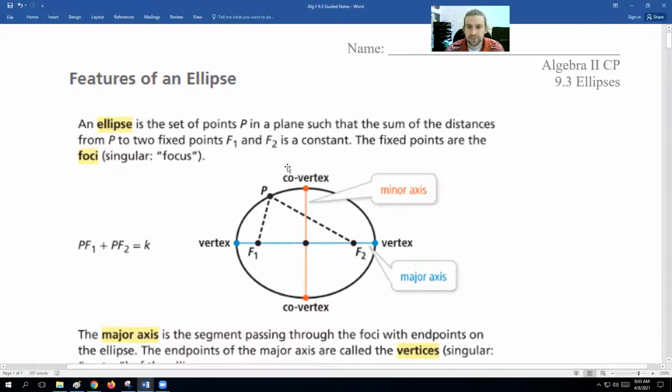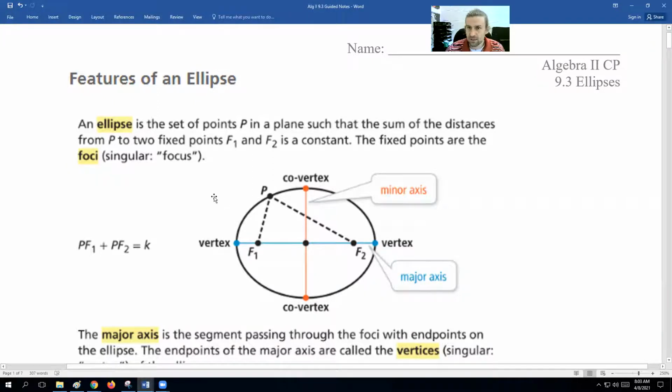So what we need to know is some things about the ellipse today. An ellipse is a set of points on plane P such that the sum of the distance from P to two fixed points, F1 and F2, those are the foci, is constant. So F1 might be shorter, it could be longer, or they could be the same right in the middle, or we can make F1 longer, make F2 shorter, but the distance collectively between these two is always going to be the same.